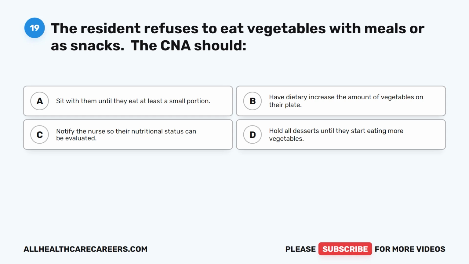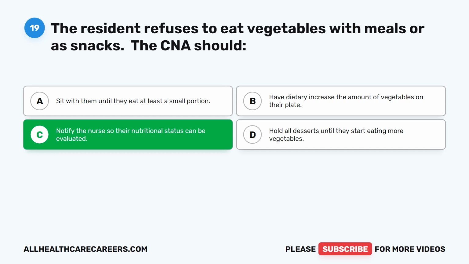Question 19. The resident refuses to eat vegetables with meals or as snacks. The CNA should A. Sit with them until they eat at least a small portion. B. Have dietary increase the amount of vegetables on their plate. C. Notify the nurse so their nutritional status can be evaluated. D. Hold all desserts until they start eating more vegetables.